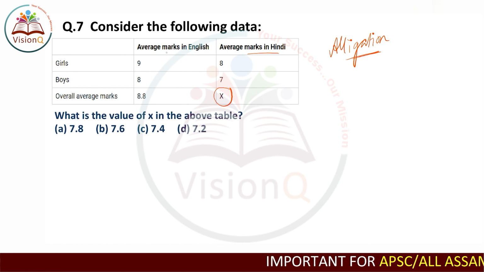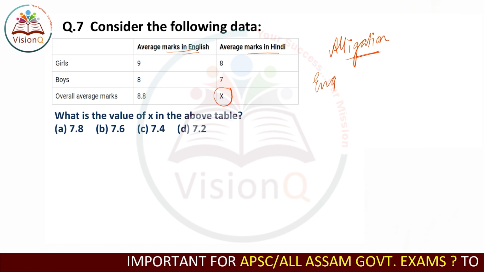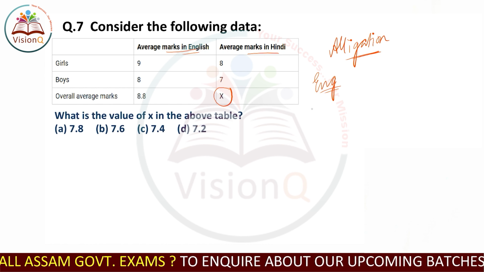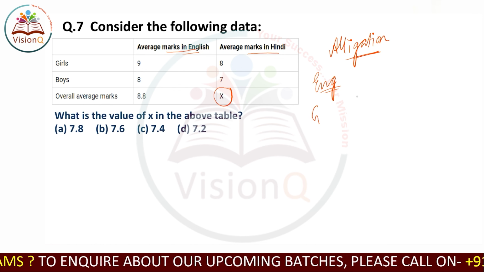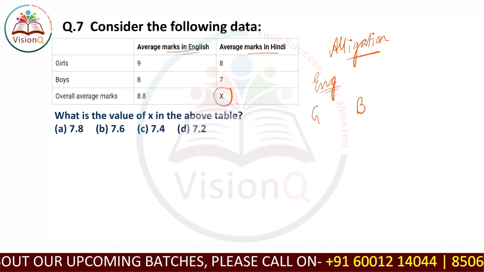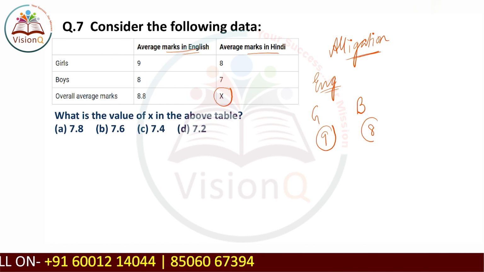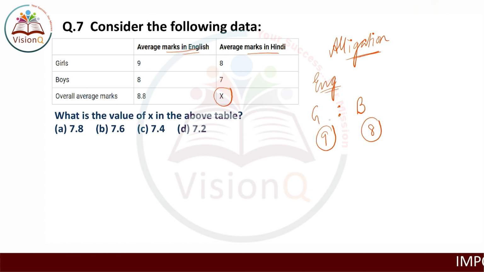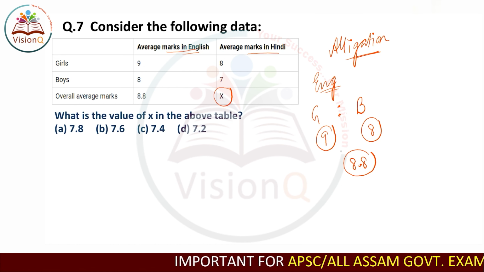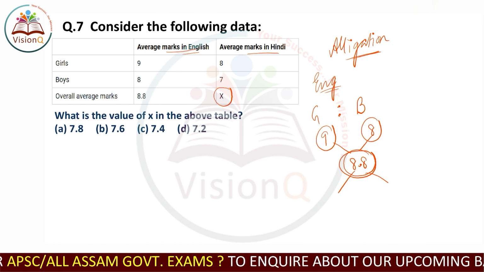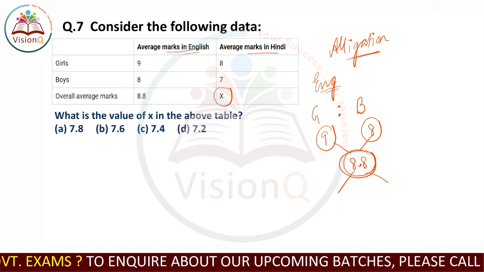Now if I talk about the average marks in English, there are two types of persons here, girls and boys. The average marks of girls is 9. The average marks of boys is 8. And if I mix these two quantities, girls and boys, the total average marks of the whole class becomes 8.8. This 8.8 will always lie between 9 and 8. Now just subtract these numbers.